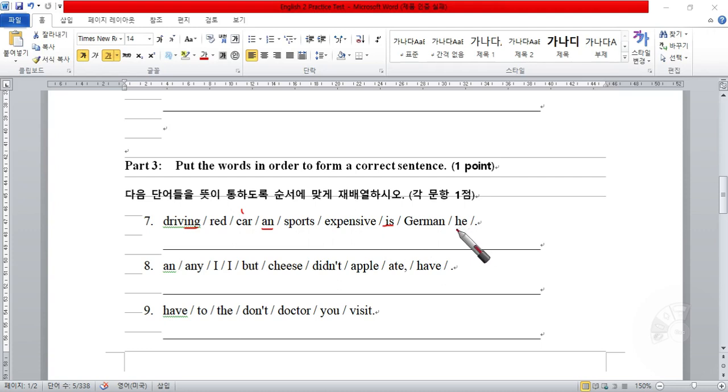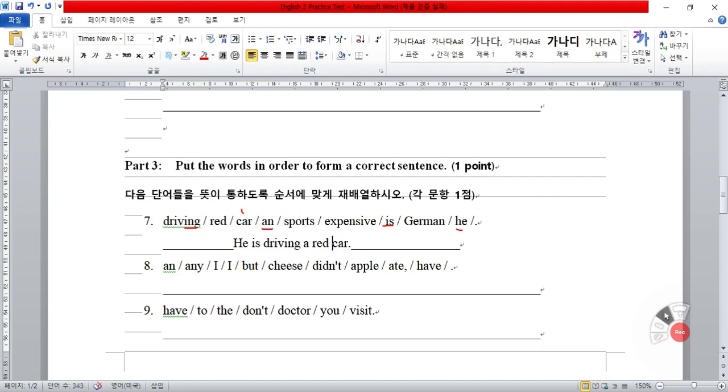So he is. So we have a subject. He is driving a car. All right. So let me try that one. He is driving a car. Okay. Now that leaves everything except red, an, sports, expensive, German. Okay. So I think those are all adjectives. So he is driving a red car.